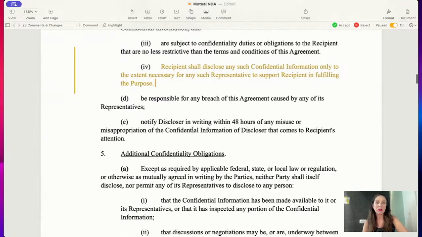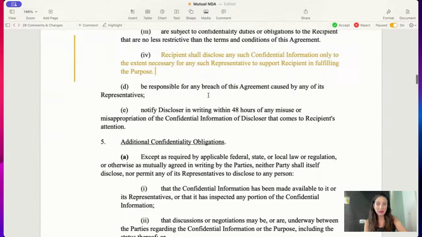Okay. Be responsible for any breach of this agreement caused by itself or any of its representatives. Notify the discloser. This is one of those where you could have it either way. Notify discloser, because that's a defined term already. Right? The person giving the information, but you could also say it that way. But it is cleaner to have it without the word the. In writing within 48 hours of any misuse or misappropriation.